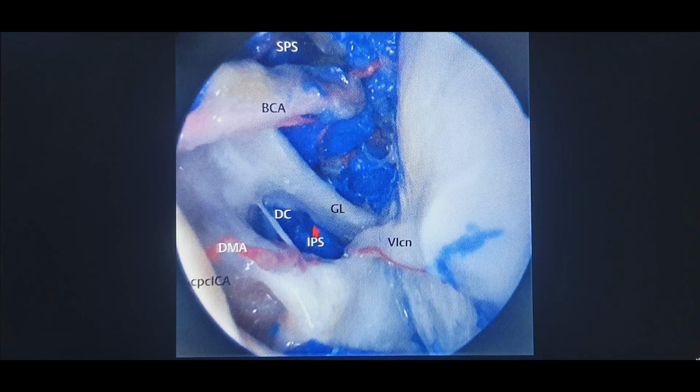You can see it here. This is the inferior petrosal sinus. That's the Gruber's ligament. Okay, so that's Gruber's ligament. That's the inferior petrosal sinus. You can see over here, DC, we can see what it stands for, Dorello's canal. That's the dorsal meningeal artery. That's the 6th cranial nerve going laterally.